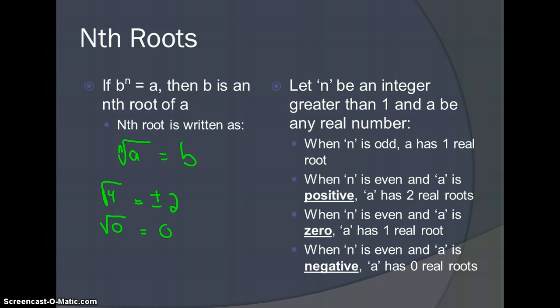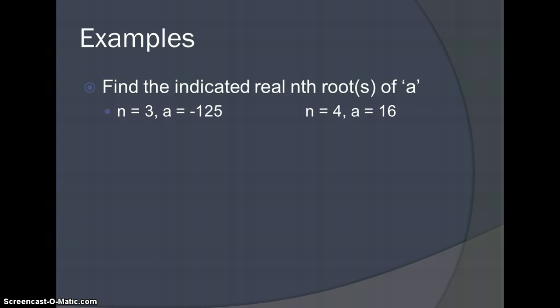And the last one is when n is even and a is negative, a has 0 real roots. So if we were to take the square root of negative 4, again, we know that we can use the complex number system and get a square root there, but there will be no real roots for this particular example as we go through those. So make sure you have that stuff down. It'll mean a little bit more to you as we go through these examples and refer back to some of those concepts. A couple of brief examples here.